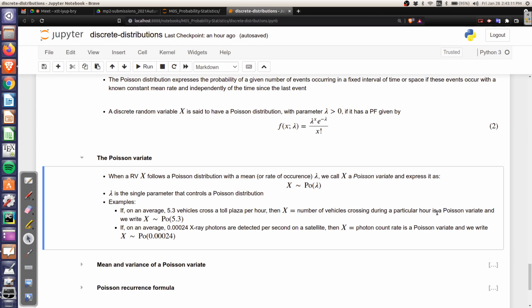So this is a Poisson variate. The number of vehicles which pass by during a particular hour is a Poisson variate. And we write this as, because what is lambda? That is the average value. That's the average number of cars crossing per hour. So that becomes your parameter for the Poisson distribution. So it will follow a Poisson distribution of 5.3. So X is a Poisson variate with parameter 5.3. Is this clear? Is this clear to everyone?